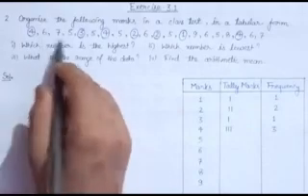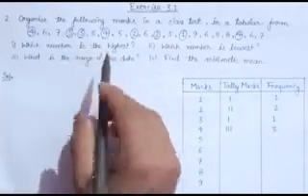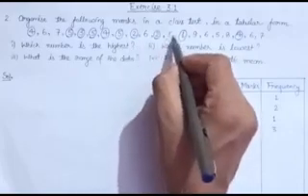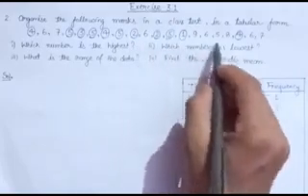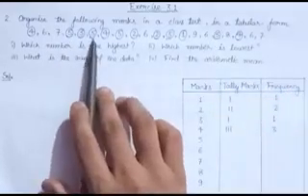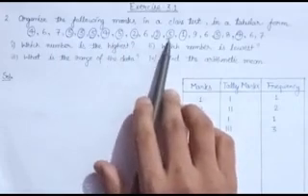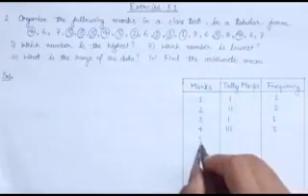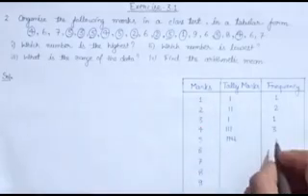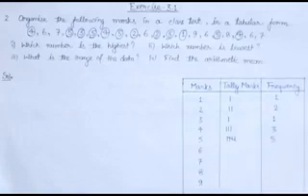Now let us see 5. So this is 5. This is 5. This is 5. Again this is 5. So 5 has occurred 1, 2, 3, 4 and 5 times. So tally marks corresponding to 5 is 1, 2, 3, 4 and 5. As you can see, 5 has occurred 5 times. So the frequency corresponding to 5 is also 5.